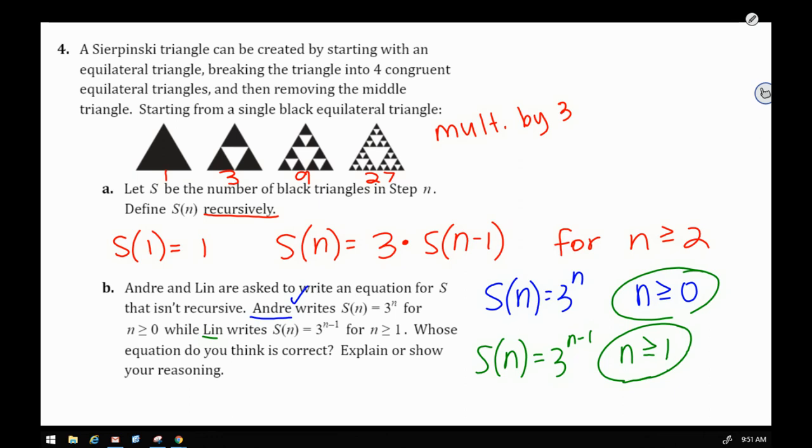Then why is it 2 on the other ones? Because if it's recursive, you have to give the first step, and then give a rule for every step after that. So on all the other ones, you start at 2, because you give the first step.